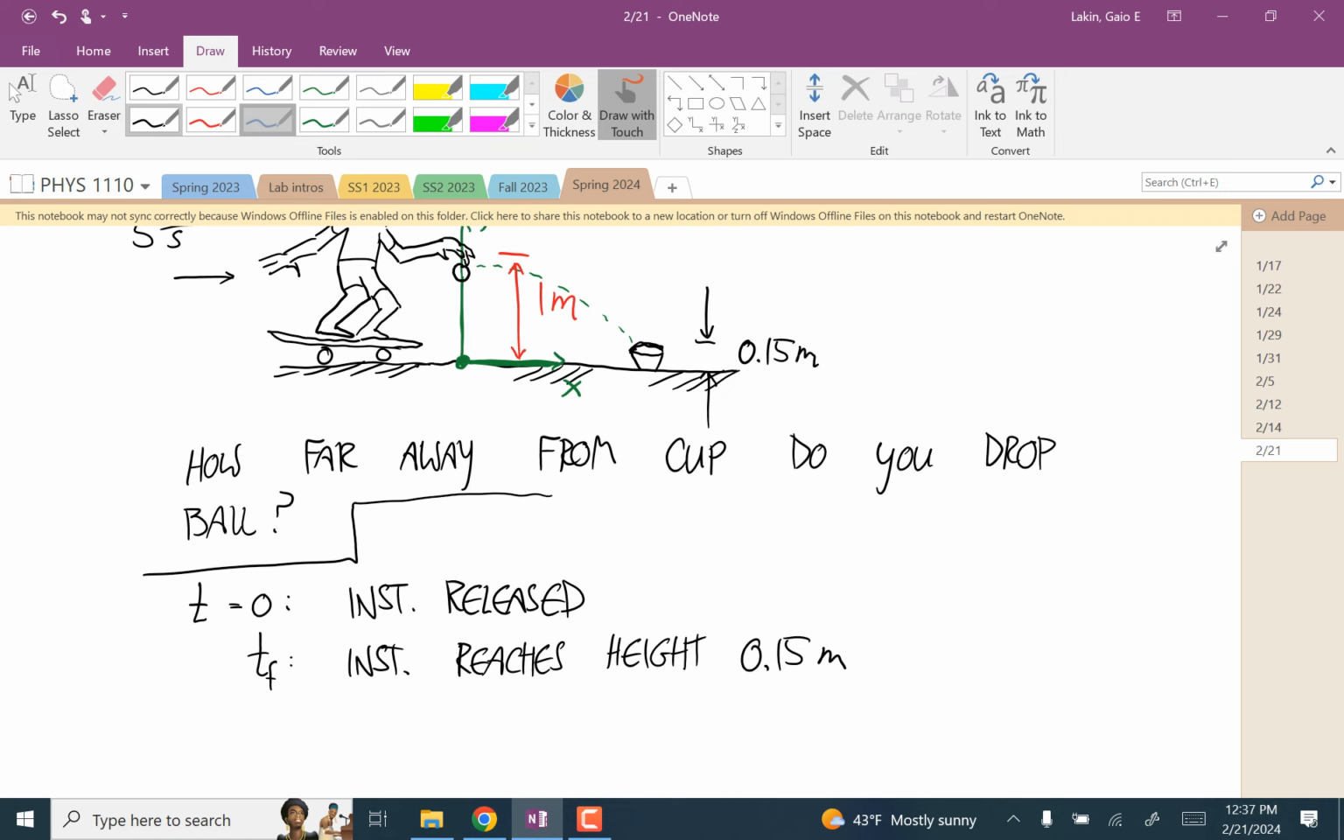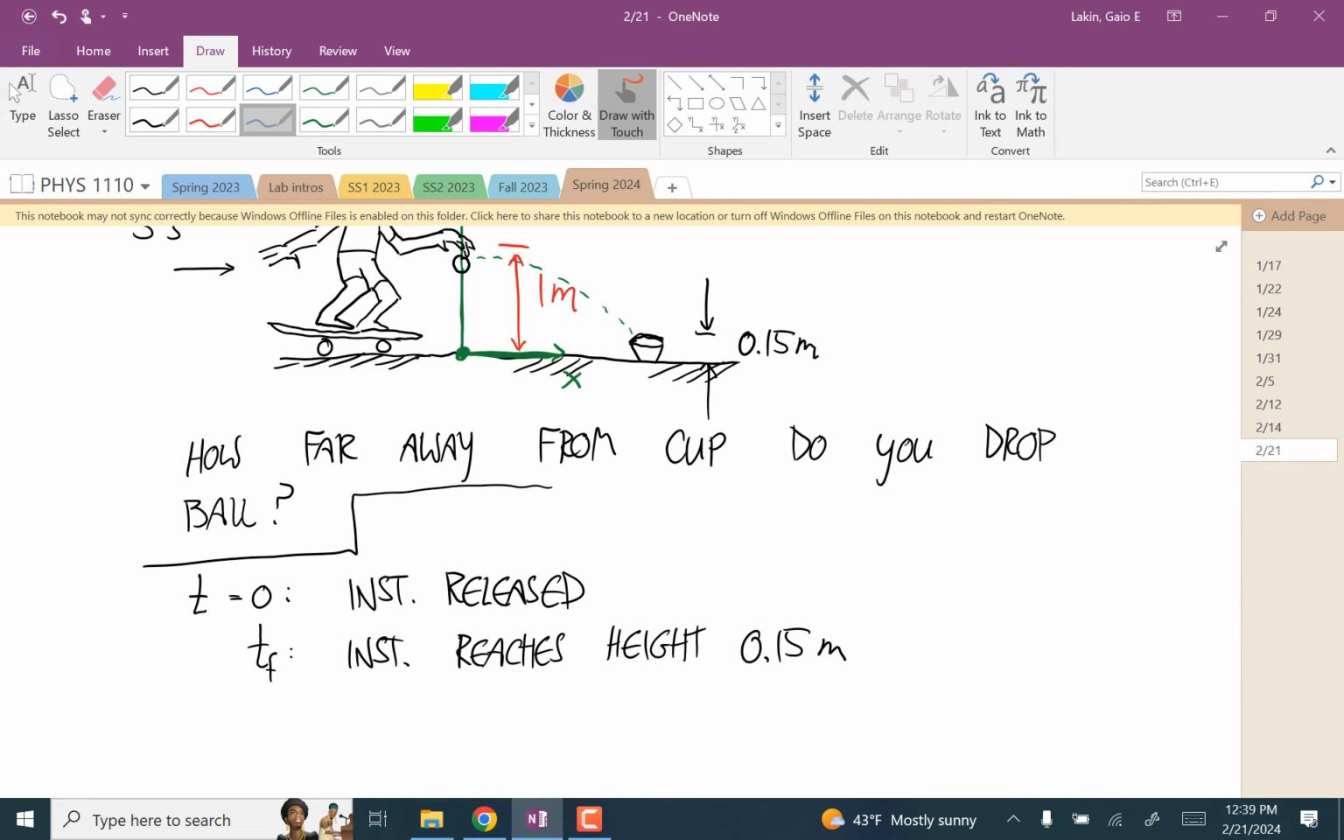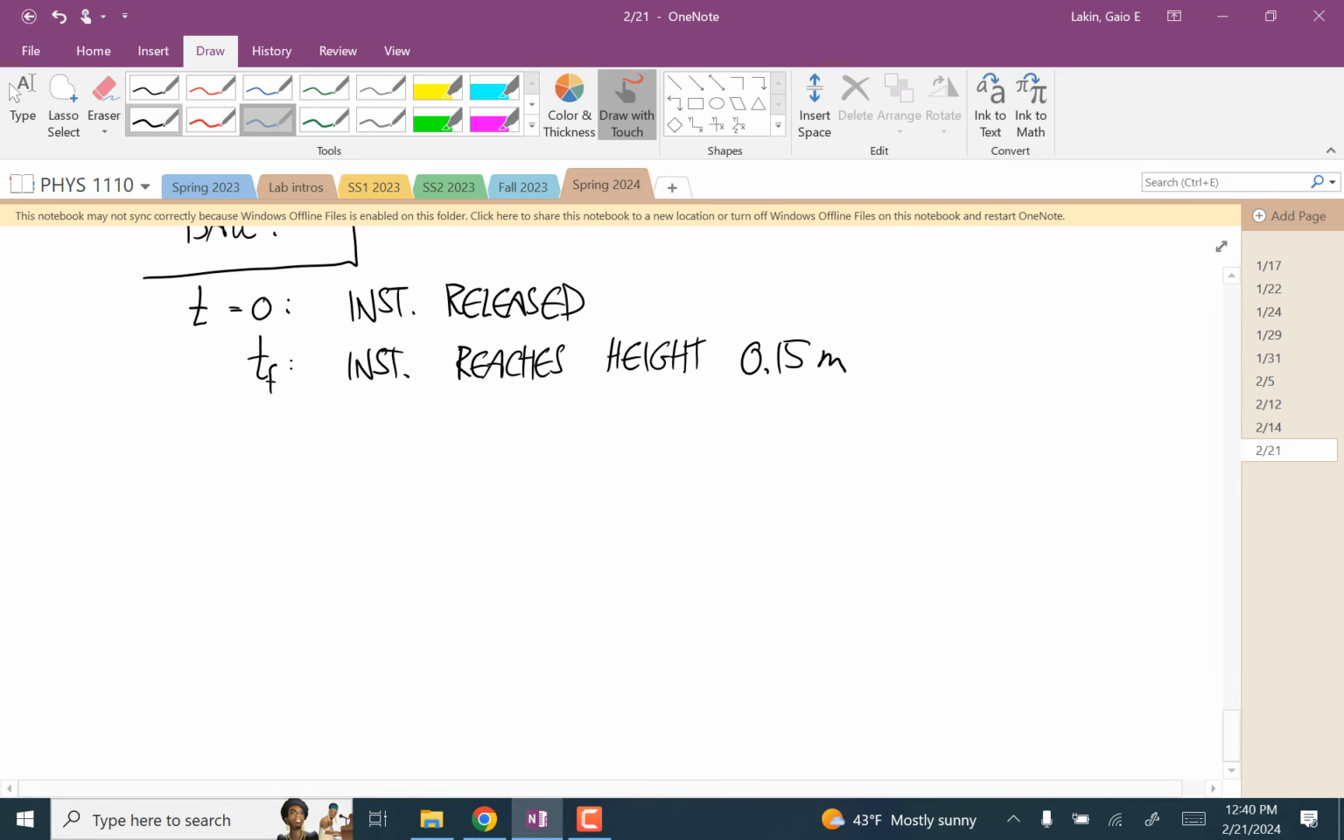Okay, so now that we've made those 4 choices, take a couple minutes and see if you can figure out what variables we know and what variables we're trying to find. Okay, so do we know how long it takes to hit the cup? No. Do we know the acceleration? Yep. So the acceleration is 0 for X, negative 9.81 for Y.